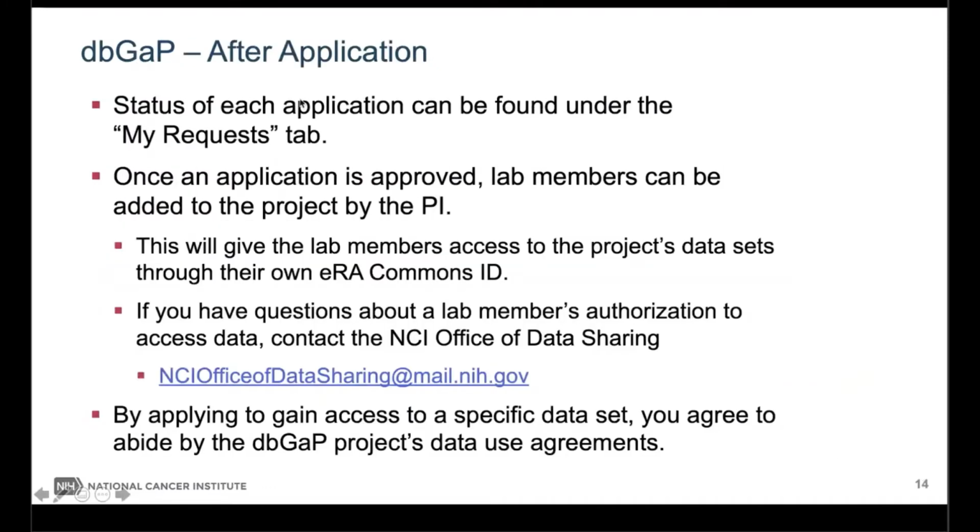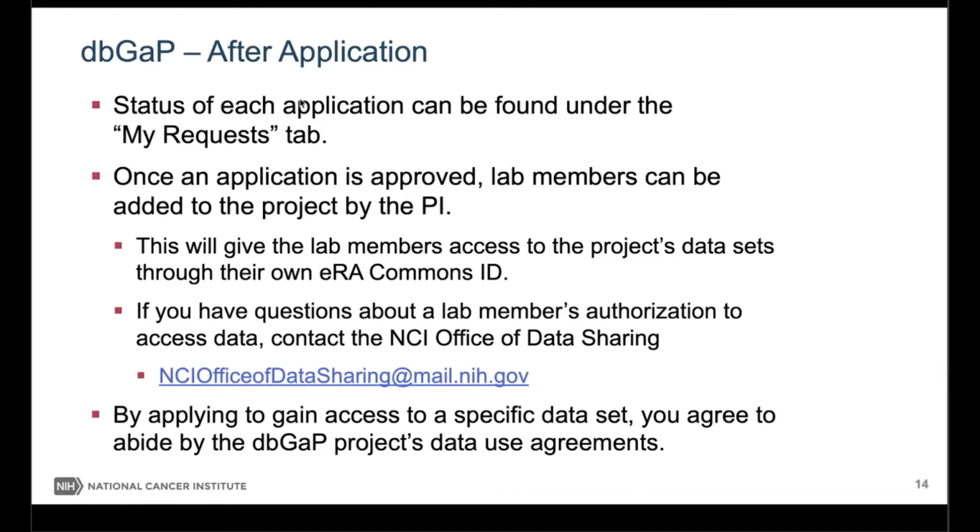After you apply, the status of each application can be found under the My Request tab. So that'll tell you which step you're at on the DBGAP's end, whether somebody's reviewing it, whether they just received it, whether you need to press another checkbox to make sure things are going through. And then once the application is approved, lab members can be added to the project by the PI. So the PI will have access, but the lab members will get access to the project's dataset through their own ERA Commons ID.